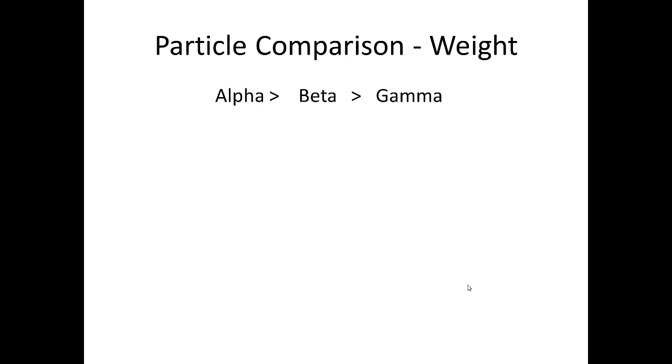We'll also compare them by weight. Well, alpha is the heaviest. It's kind of the slug. Then we have beta, and this is again alpha because remember it's the 4,2-He. It's like an alpha nucleus. Beta is just an electron, and then gamma is just pure energy. So gamma is the lightest, alpha is the heaviest. That's why it doesn't do as much damage. You would think, well, it's heavy, it should do more damage, but it can't go as fast.